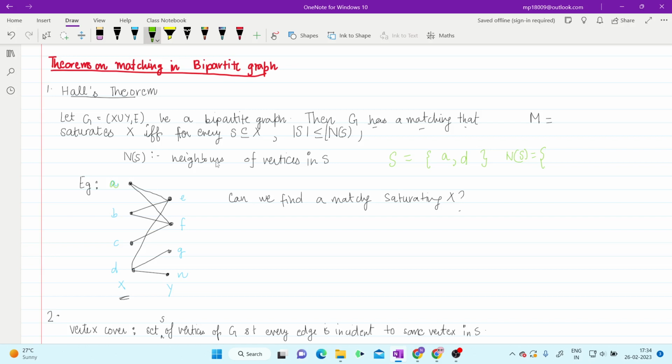So what are the neighbors of AD? First of all, what are the neighbors of A? E, F. Yes. And what are the neighbors of D? E, G, H for D. But E we have already included, so E, F, G, H are the neighbors of S. So for S, the neighbors of S are E, F, G, H. Is this fine?